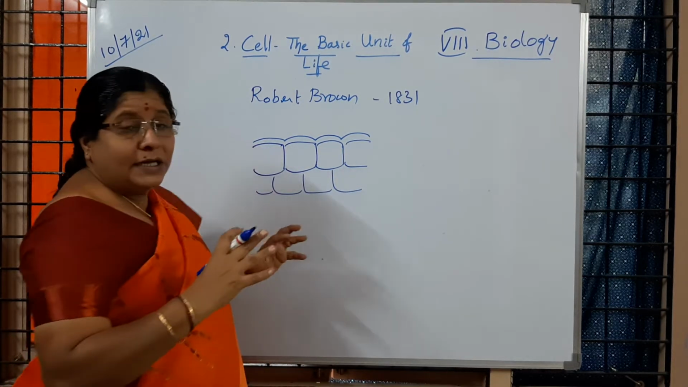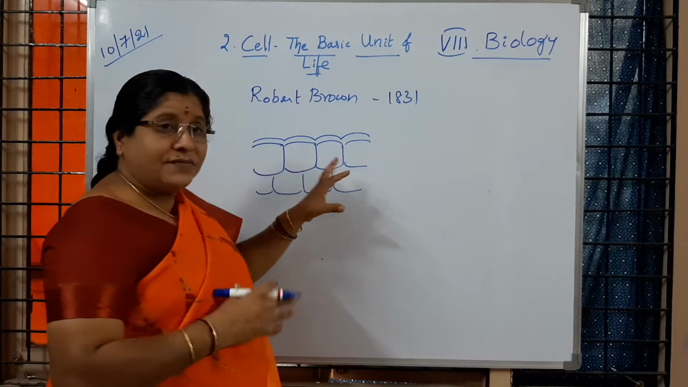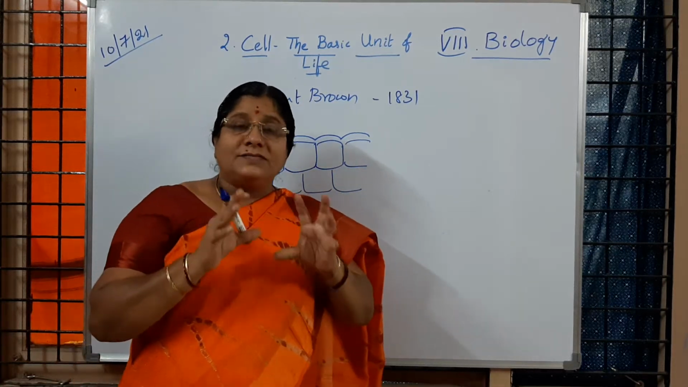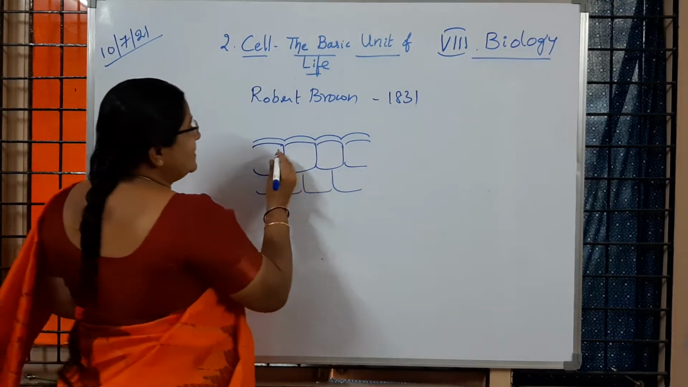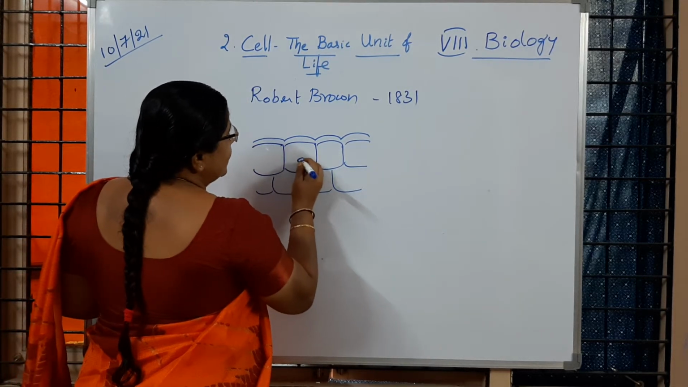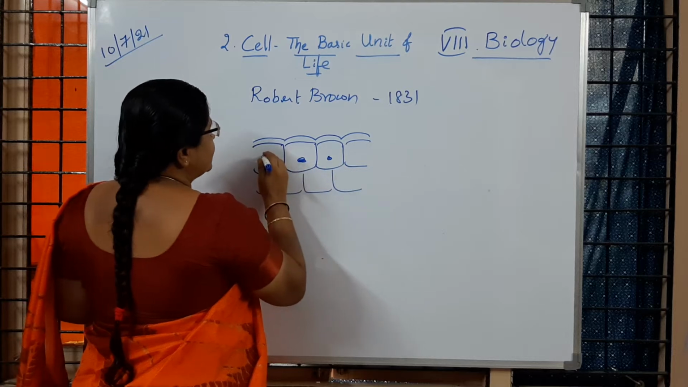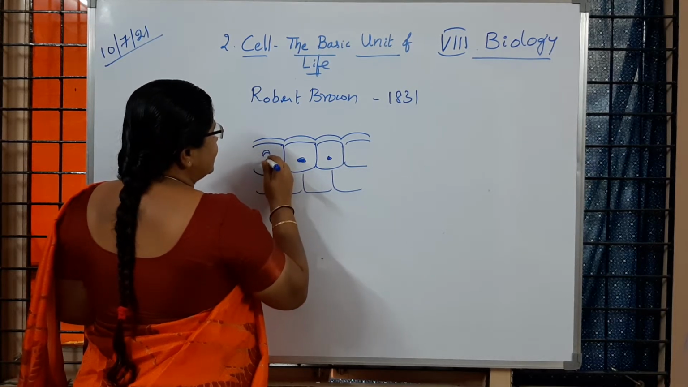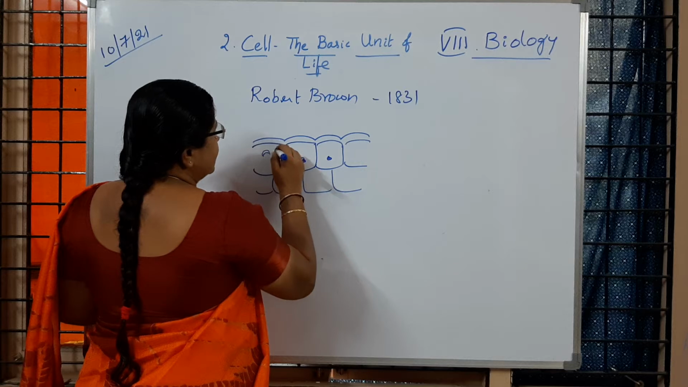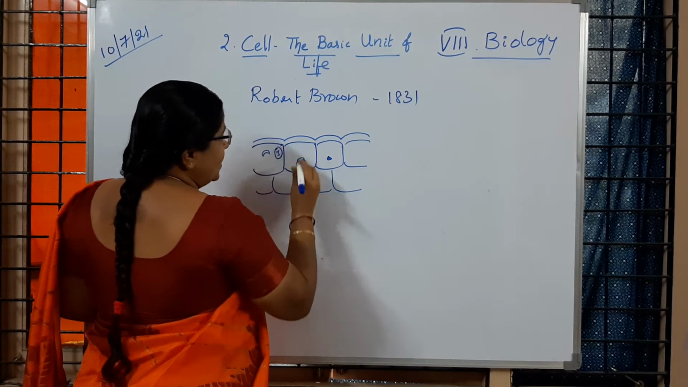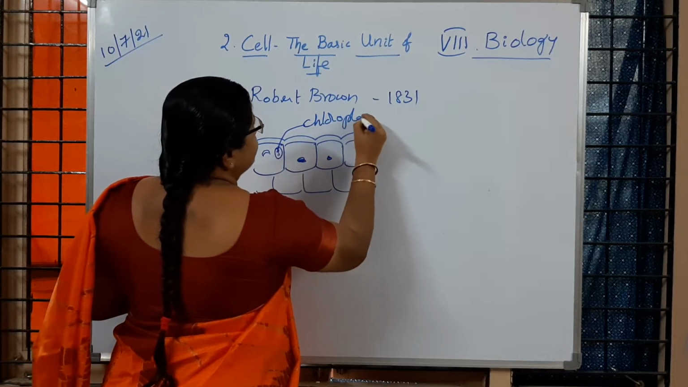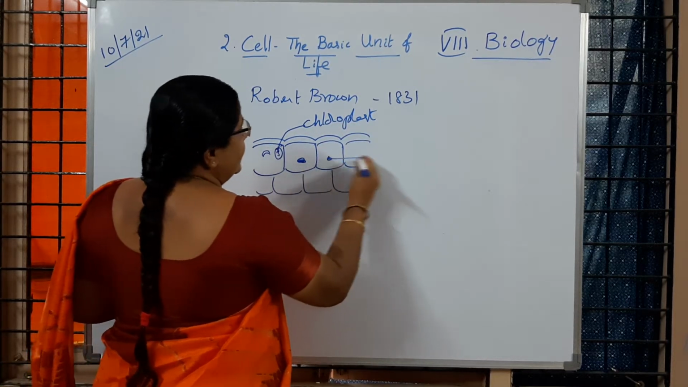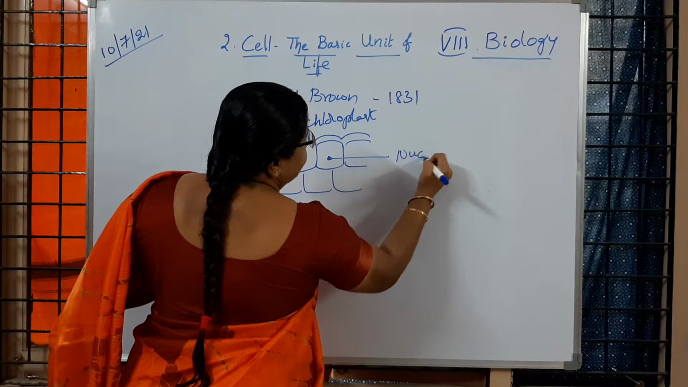Magnifying means it can take photographs of the cells also, and the parts of the cell can be seen very clearly. Okay, so inside this he observed the nucleus, and some other parts are also seen, which we call chloroplasts. Chloroplasts are seen. So these are chloroplasts, I will write. And this is a nucleus.